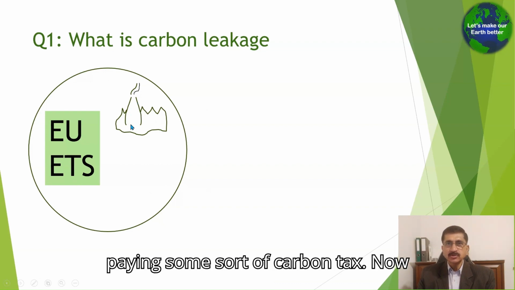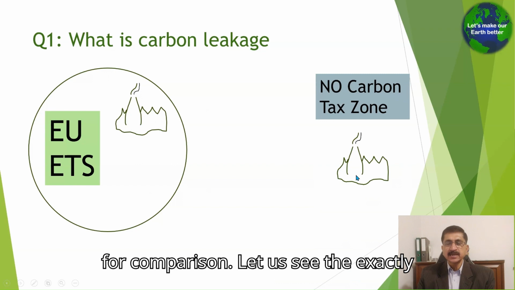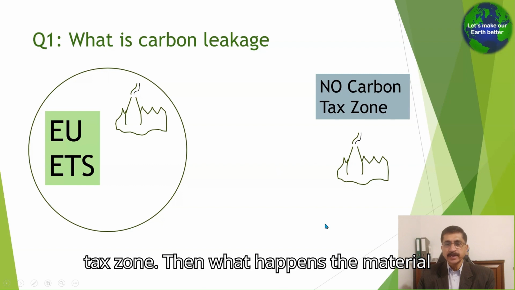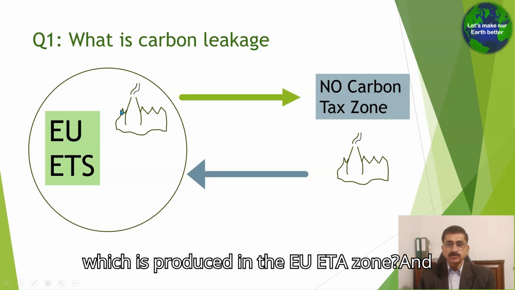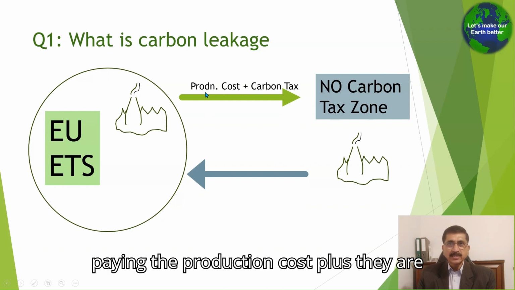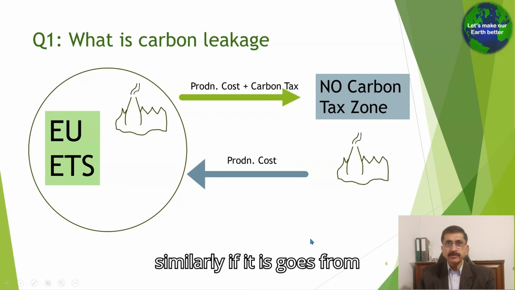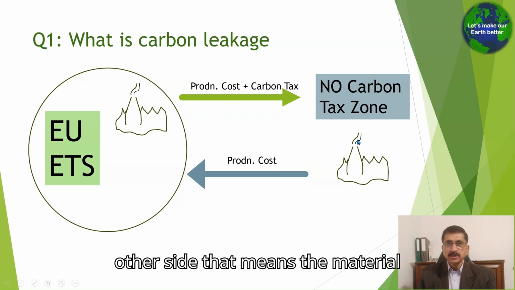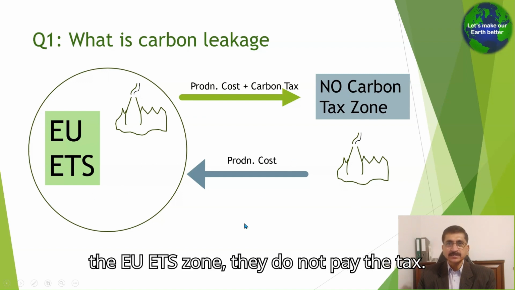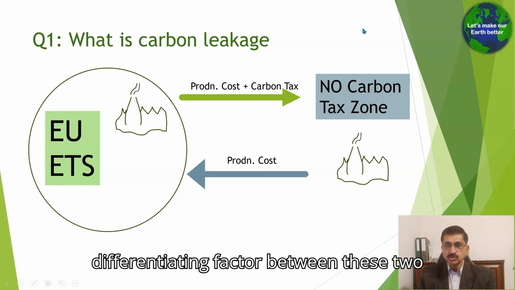That means they are paying some sort of carbon tax. Now, there is another group of industry, maybe for comparison, let us say exactly the same industry, but located outside the EU ETS zone, that is a no carbon tax zone. Then what happens? The material which is produced in the EU ETS zone and going to the no carbon zone, they are paying the production cost plus they are also paying the carbon tax. Now similarly, if it goes from the other side, that means the material produced in a no carbon tax zone goes to the EU ETS zone, they don't pay the tax. Here you can see the carbon tax is the differentiating factor between these two zones.